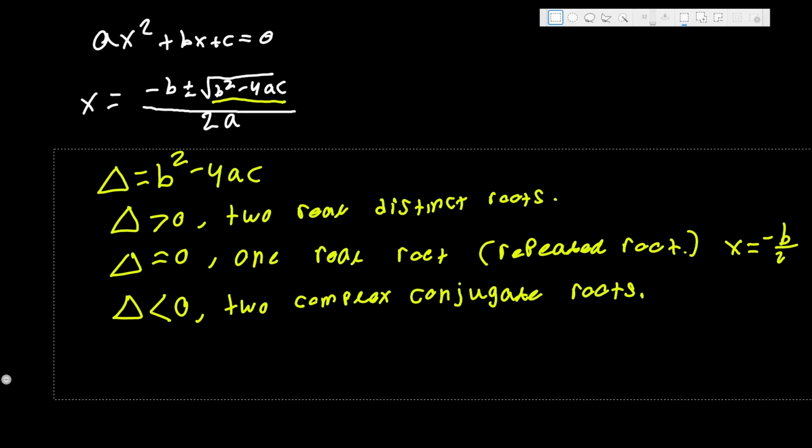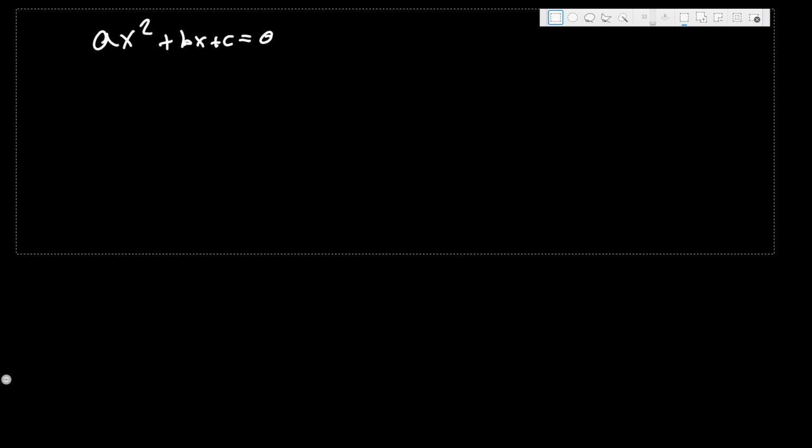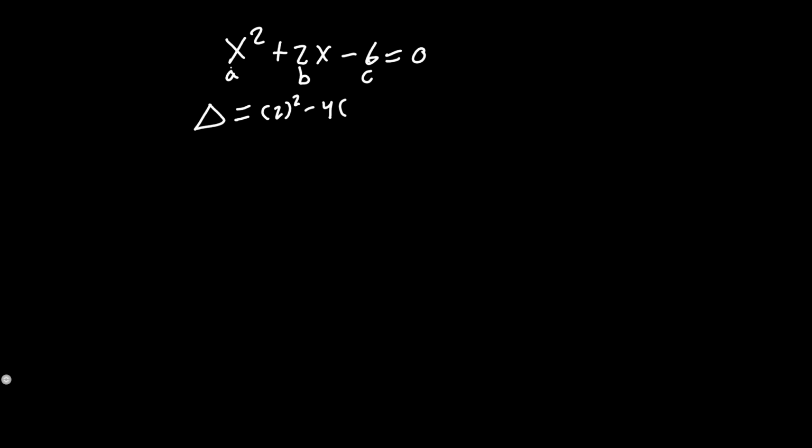So let's go ahead and look at several examples of quadratic equations with either real solutions, complex solutions, or just one solution. The first example is x squared plus 2x minus 6 is equal to 0. Using the discriminant, b is equal to 2, c is equal to negative 6, and a is equal to 1. So we have 2 squared minus 4 times a, which is 1, times c, which is negative 6.